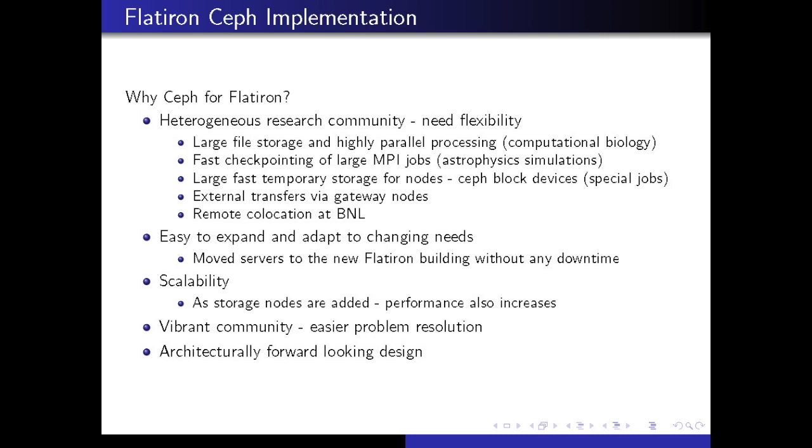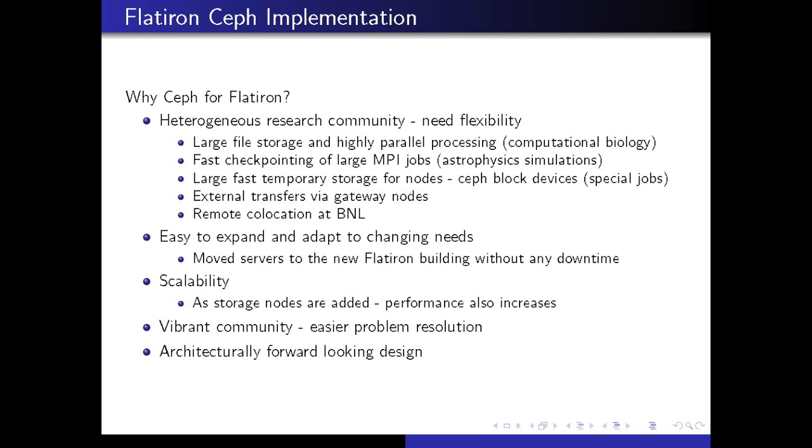So why does Ceph help us at Flatiron? We have a very heterogeneous research community. Everybody's computational, but the types of computations that are done are very different. In astrophysics, there are large, tightly coupled MPI jobs and 100 gigabit fabrics. We have a 100 gigabit Omni-Path fabric. Genomics processing is generally more high-throughput computing, so lots of parallel jobs that need to read hundreds of terabytes of data and fish out various gene variants, et cetera.